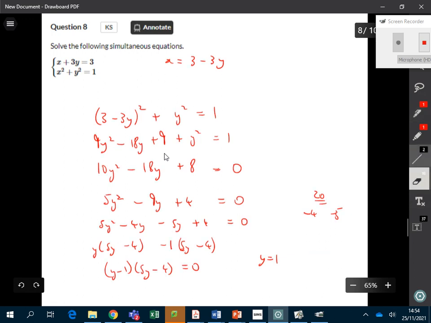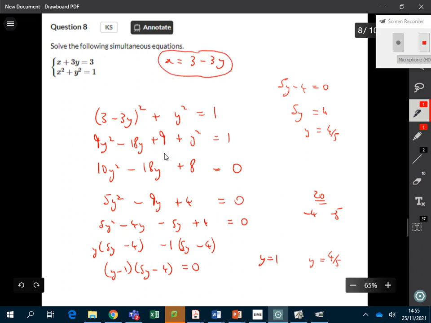So if that bracket equals 0, then 5y minus 4 equals 0, 5y is equal to 4, and y is equal to 4/5. Okay, so y is 4/5, and then just find the corresponding x values that go with them. So we could use our formula here. If y is 1, then x that goes with it is 3 minus 3 times 1, 3 minus 3 is nothing, and if it's 4/5, we've got x is equal to 3 minus 3 times 4/5.